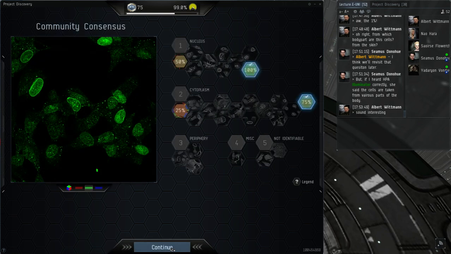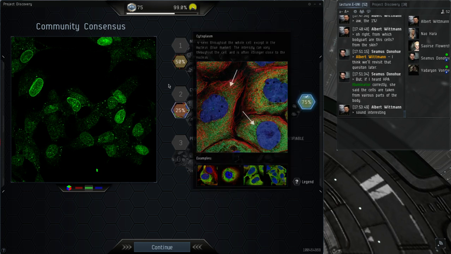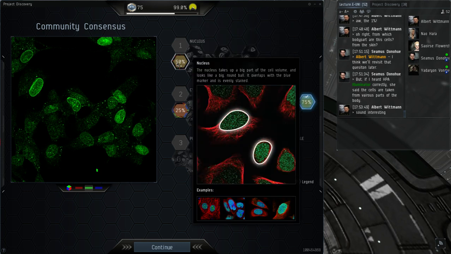So we can see that everyone nailed the nuclear membrane, most nailed the vesicles, and 25% think that it's cytoplasm, which I really disagree with. This is way too weak, and we have so many other interesting staining patterns to click. 50% think this is nucleus, which is great. I was really torn between is it nucleus or not.